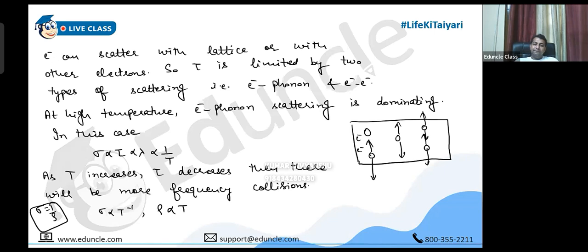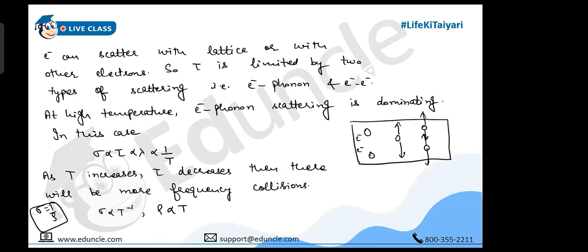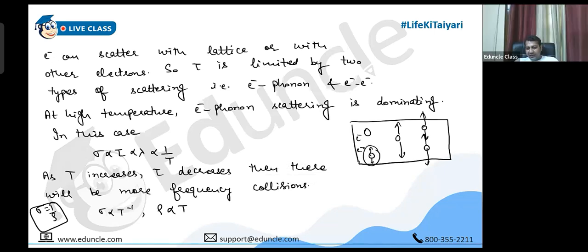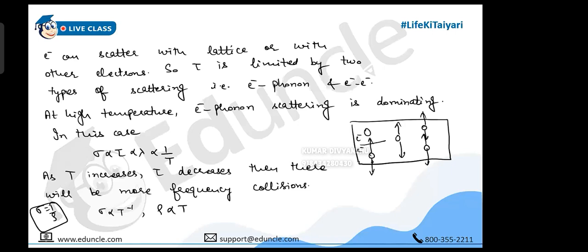Suppose the temperature is less. Then the ions will vibrate with less amplitude, so there is less probability of the electron colliding with the ion. It can simply pass through, or sometimes it may collide. But if the amplitude of vibration is large enough, there is more probability of collision. So at higher temperature there will be more collisions, which means the mean free time will be less. Is it okay now? Clear to all?